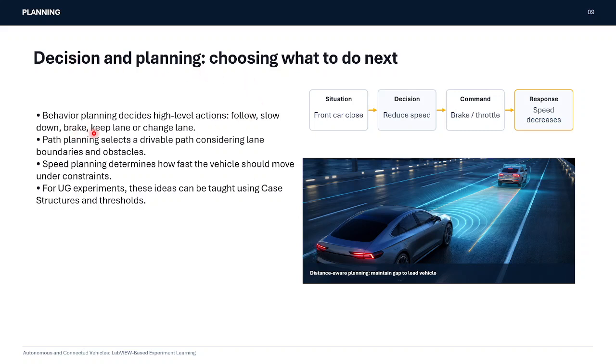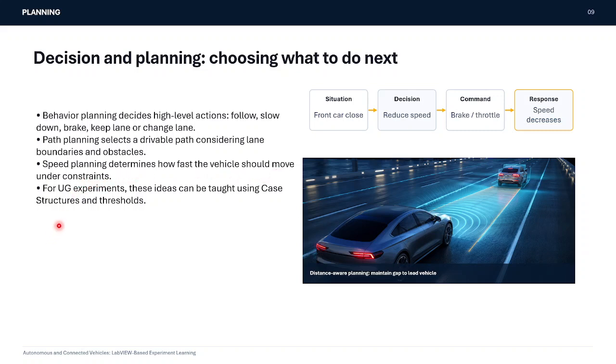Behavior planning decides high-level actions: follow, slow down, brake, keep the lane, or change the lane. Path planning selects the path, so we want to choose the correct path. That is the important thing. Speed planning determines how fast the vehicle should move under the constraints.